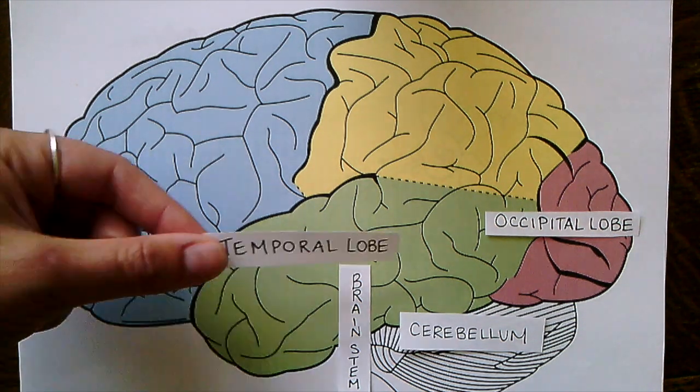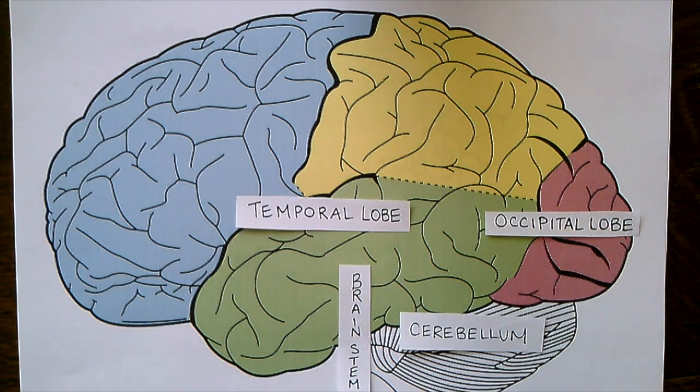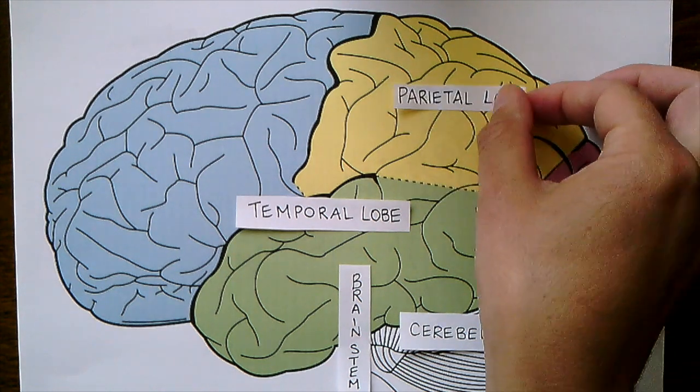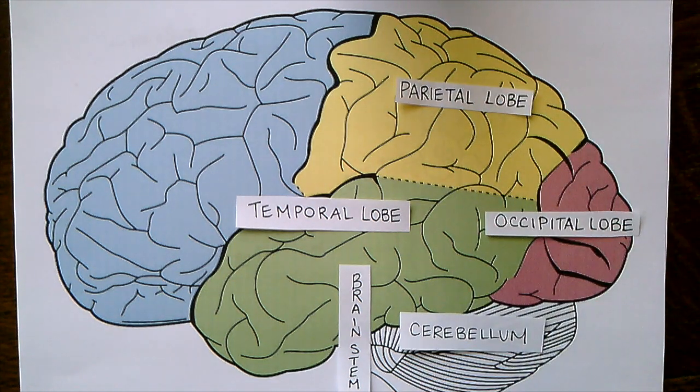Next to that, in green, we have the temporal lobe, which is mainly responsible for hearing, but also allows us to understand language. It also has some structures that are important in encoding memory and emotional response. Above this, the parietal lobe in yellow is responsible for sensory information like feeling, pain, heat, and it also gives us a sense of where we are in space.